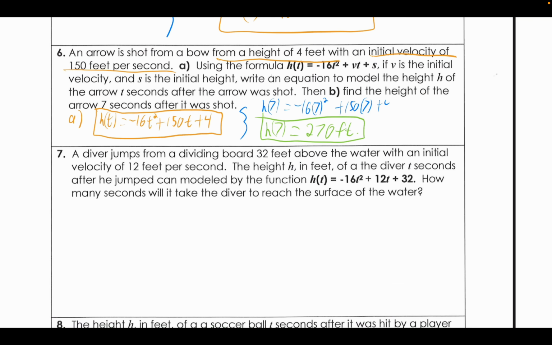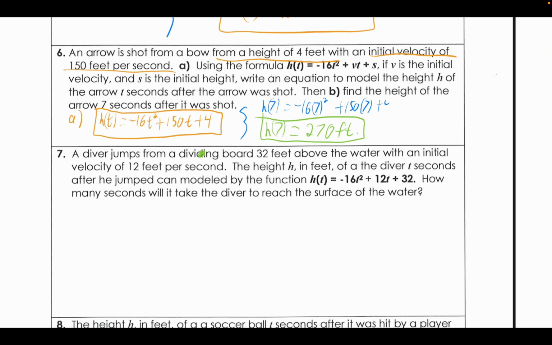Number 7 here, a diver jumps from a dividing board, that is quite funny actually, that's a good typo. A diving board, 32 feet above the water with an initial velocity of 12 feet per second. The height h in feet of the diver t seconds after he jumped can be modeled by the following function. How many seconds will it take for the diver to reach the surface of the water?